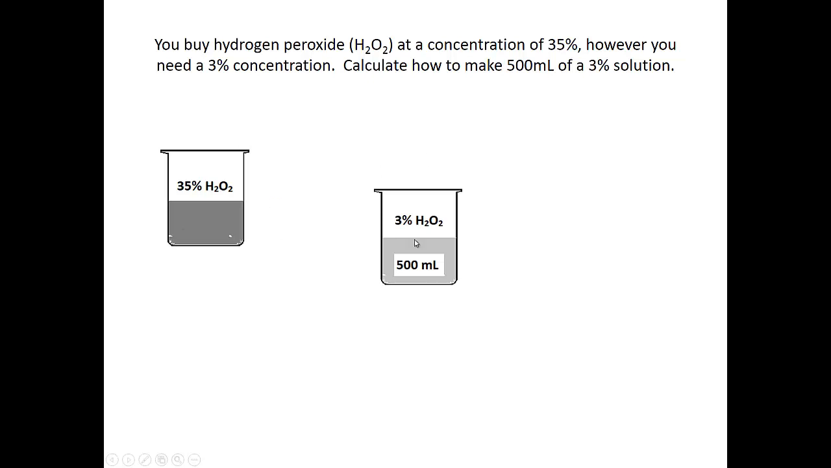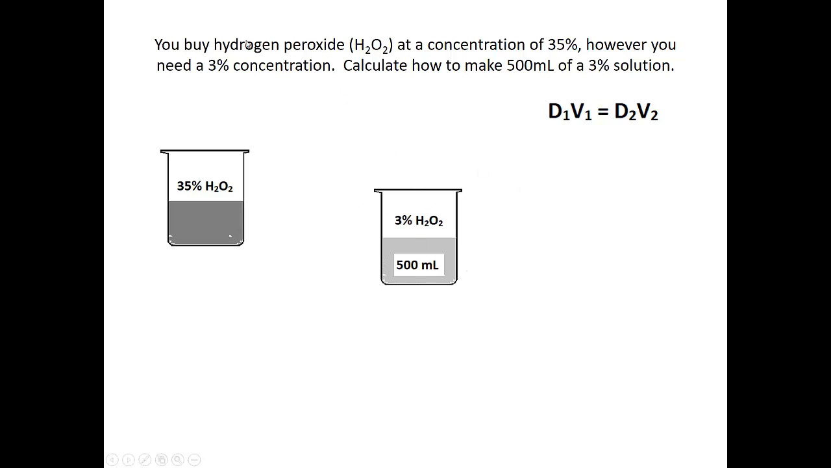So we start here, but we want to make 500 mLs of a 3% solution. So how do we do that? The equation for any type of dilution problem is going to be the D1 V1 equals D2 V2 equation. And what this equation is going to tell us is how to rearrange the variables between two solutions to come up with a desired value.